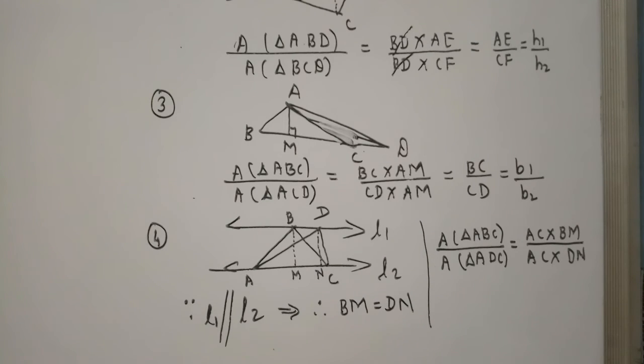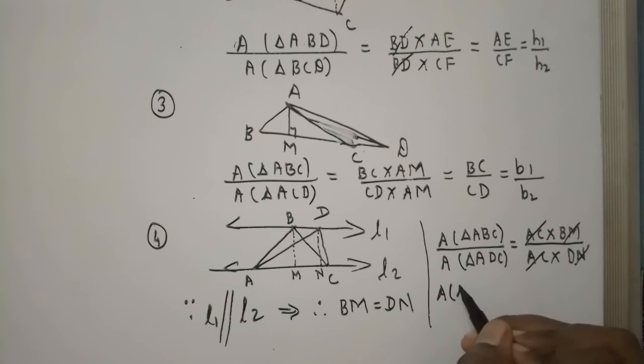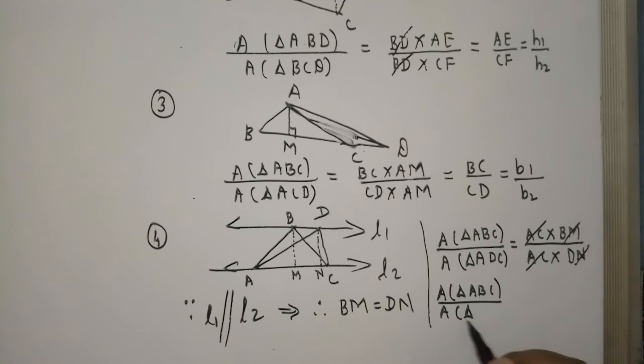And already we know, AC will get cancelled, BM and DN both are same, therefore these two both will get cancelled. When both will get cancelled, what is remaining in RHS? What is remaining in RHS? 1. So area of triangle ABC upon area of triangle ADC is equal to 1 upon 1, or we can write only 1. Therefore we can write what? We can conclude area of triangle ABC equals area of triangle ADC.